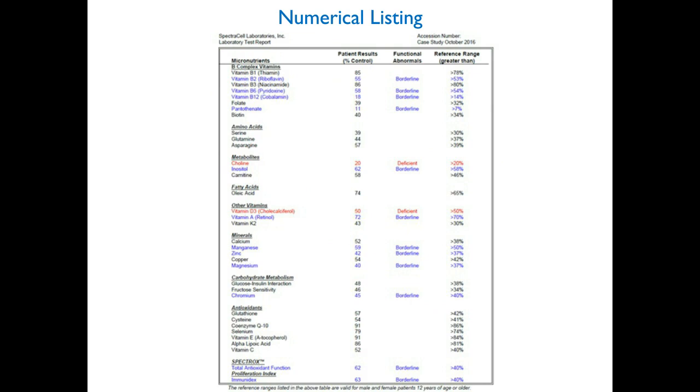When a person does have abnormal values, whether they're borderline or deficient, they're noted here on this particular page, and then individually broken out into those graphs. Of course, the deficient statuses are noted in red, and the borderline are noted in blue.